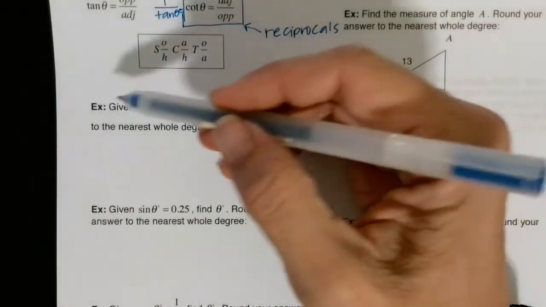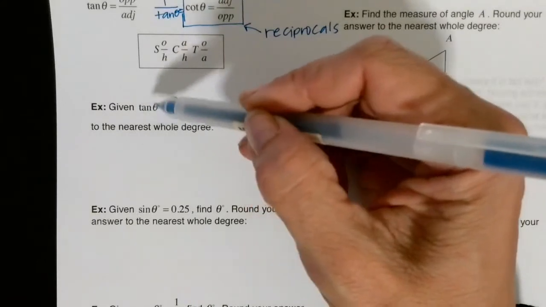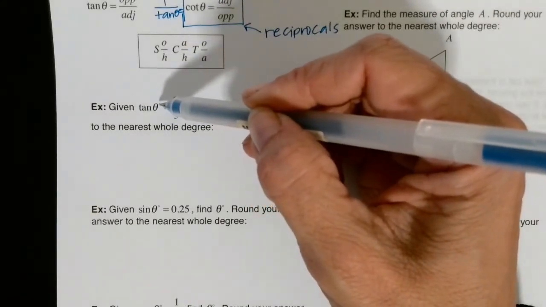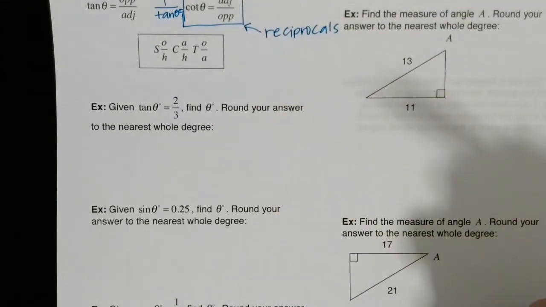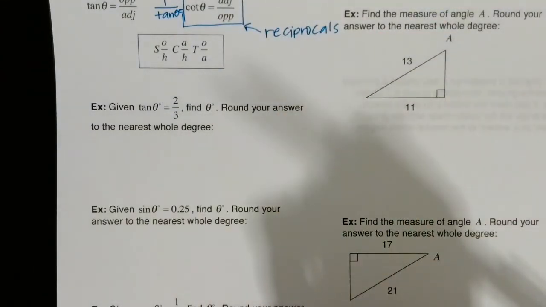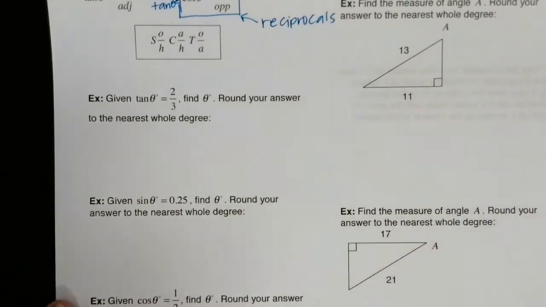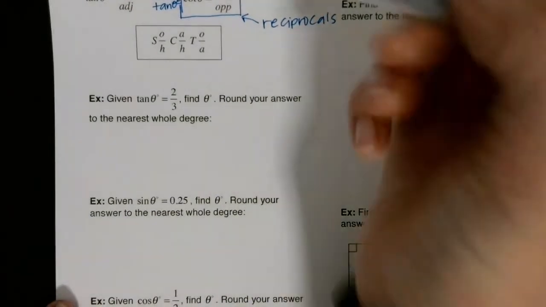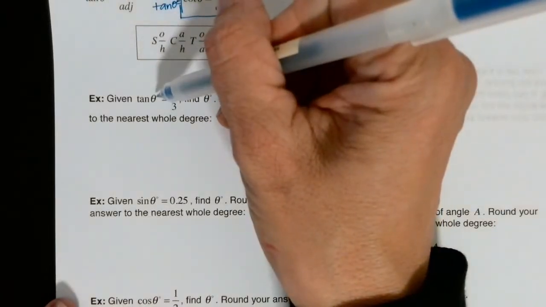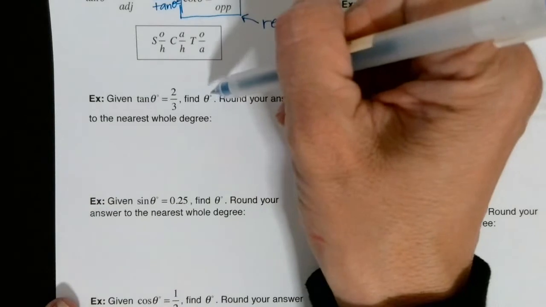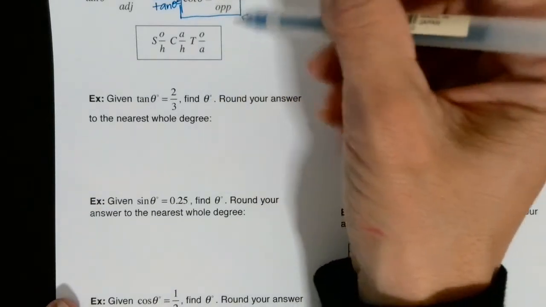So the first example says you're given that the tangent of theta in degrees, so notice that degree symbol, that's telling us that we need to be in degrees in our calculator. There's another angle measure called radians that we're going to work with in a little bit too, but for now we're sticking with degrees. So given that the tangent of theta equals 2 over 3, find theta. Round your answer to the nearest whole degree.